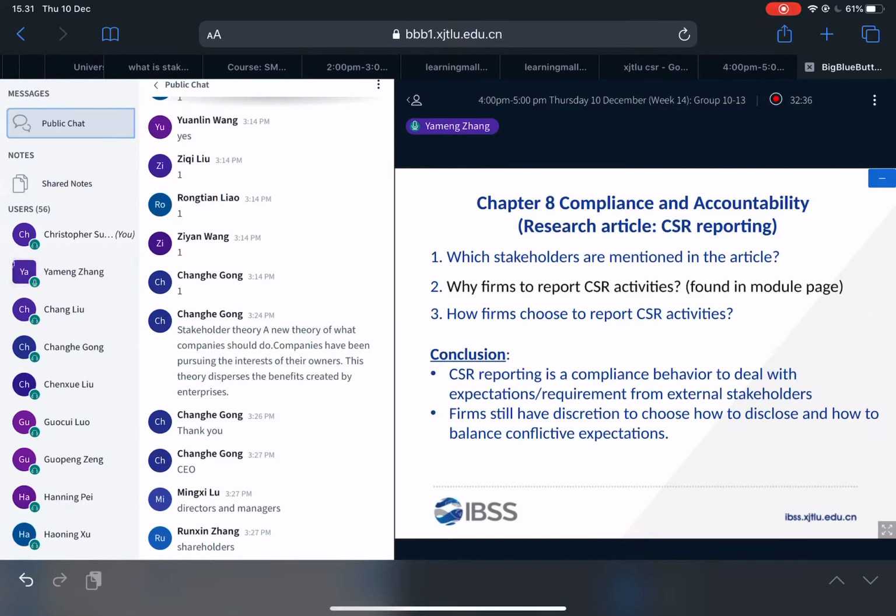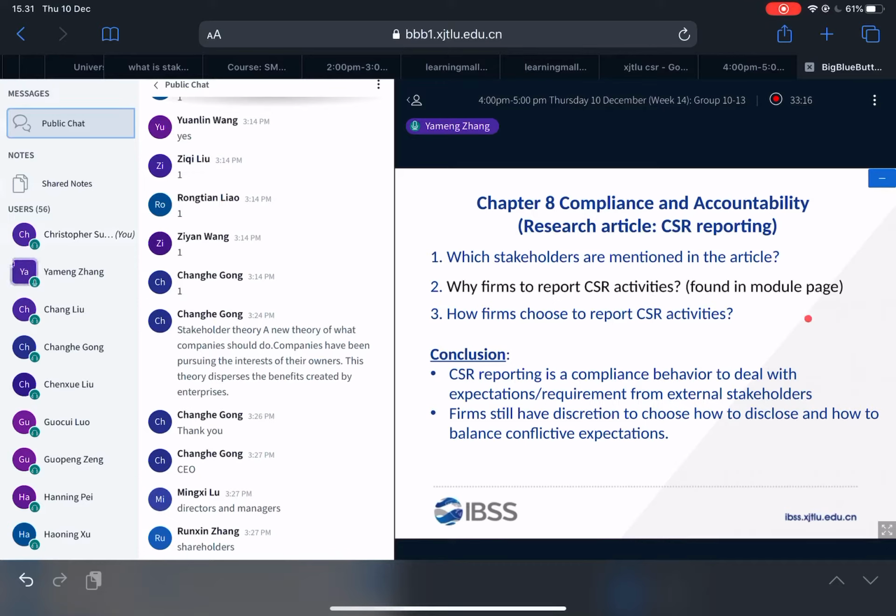Chapter 8, we continue discussing why firms should create value for society, and we introduce the research article on CSR reporting. Okay, at least in my tutorial groups, because most students did not read the whole article, I only let students discuss the second question: why do firms report CSR activity? What kind of benefit can a firm get if they disclose what they have done for CSR?